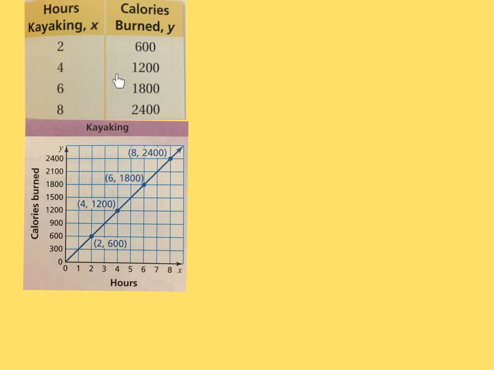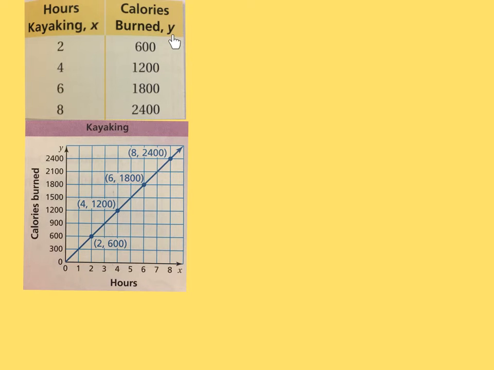Okay, so in your book it says graph the data in the table. So what it would want you to do, step 1, it would want you to take this, and it tells you that the hours kayaking is the x and the calories burned is the y, and it would want you to put that on a graph.